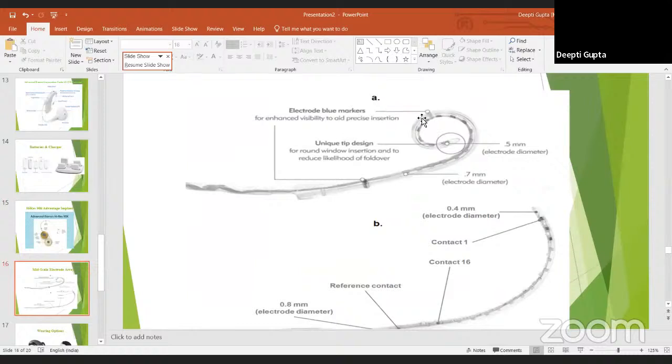And these are the blue markers. They show up to what level and where we need to insert. These types of designs are also available in the market, so it helps the surgeon know up to what level and up to where we can insert the electrode.